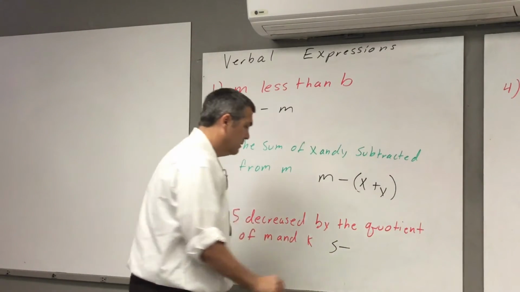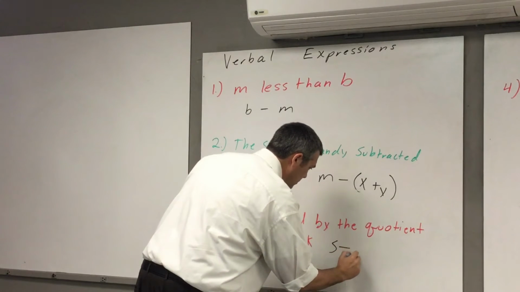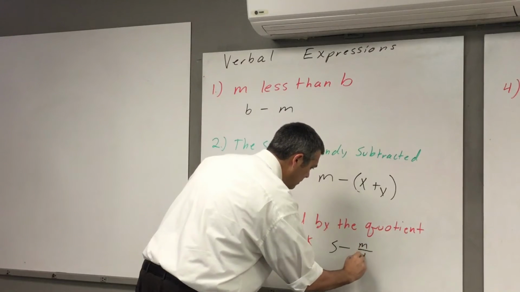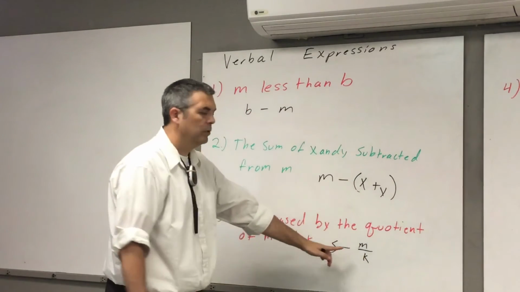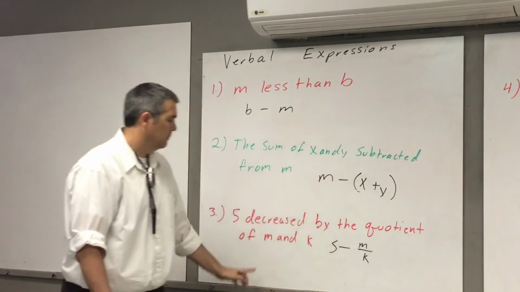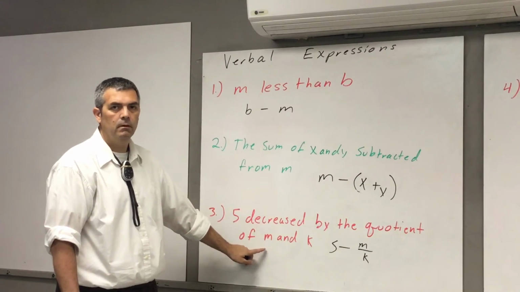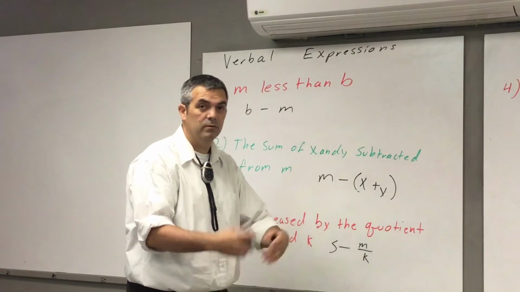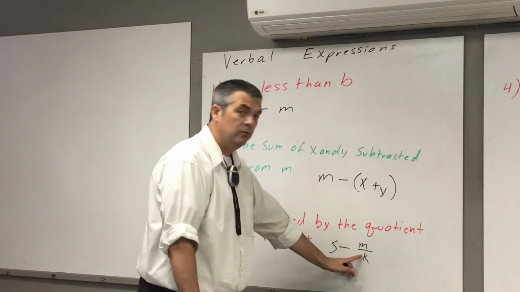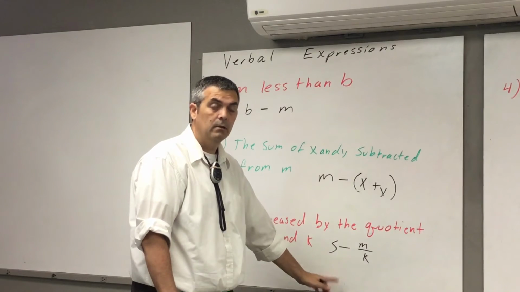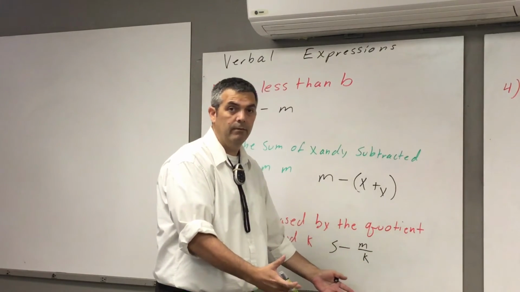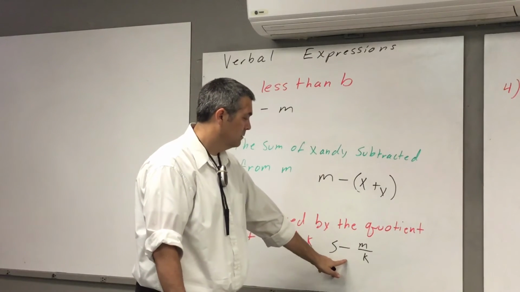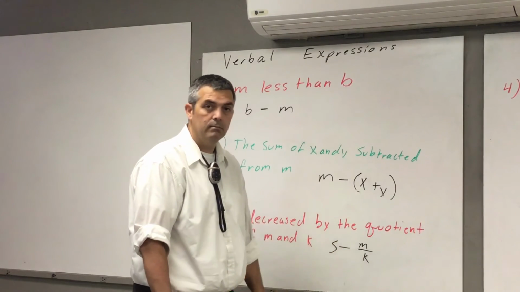So quotient of m and k. And now how did I know which one went on top and which one went on the bottom? The m came first. M and k. Now I don't have to put this in parentheses because the order of operations tells me to do division first before I do subtraction. But if you wanted to, you could have. Okay? But I didn't need to. So 5 minus the quotient of m and k.